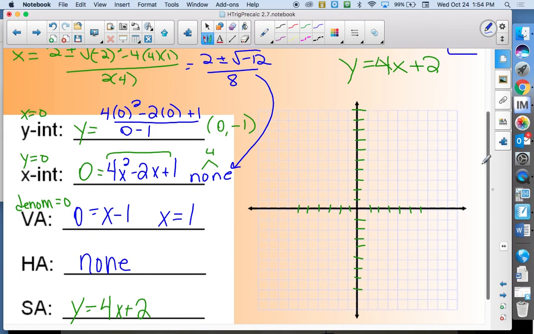So everything that we have up here, seeing if we can graph this. Y-intercept 2, no x-intercept, but vertical asymptote at 1. No horizontal asymptote, but a slant asymptote at 4x plus 2. So the y-intercept is 2. You start there. You move up 4 over 1. That's the slope. So up 4 over 1. And this is a pretty steep line.